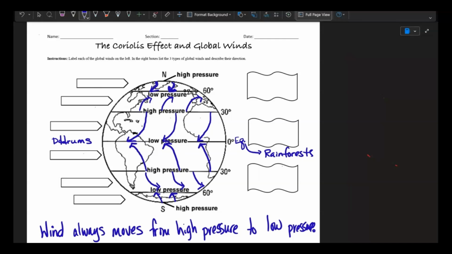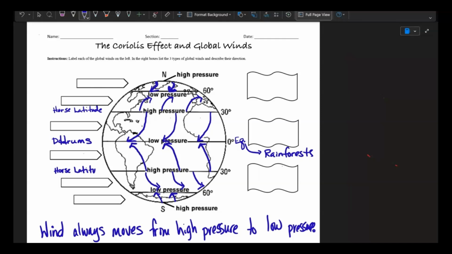All right, moving up to our 30-degree latitude. 30-degree latitudes are often called the horse, as in the animal, latitudes. There's one there, and then there's one down here.